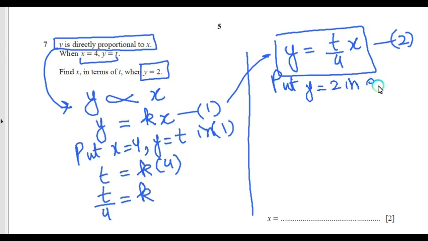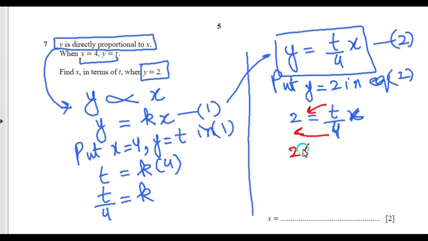Okay, so now we have a pair of values, x equals 4 and y equals t. Putting these values in, we can find the constant k. So put x equal to 4 and y equal to t in equation 1, obviously. So it becomes t equals k times 4. Now shifting this 4 to the other side, k becomes t over 4. This is the constant of proportionality. So the equation will be y equals t over 4 times x, right? Now find x in terms of t when y is equal to 2.